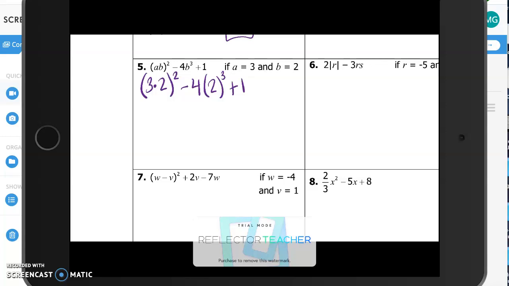3 times 2 is 6. 6 squared is 36. And I'm going to bring down the minus sign. 2 to the third is 8. 4 times 8 is 32. And then we still have plus 1. So 36 minus 32 plus 1 gives us 5.